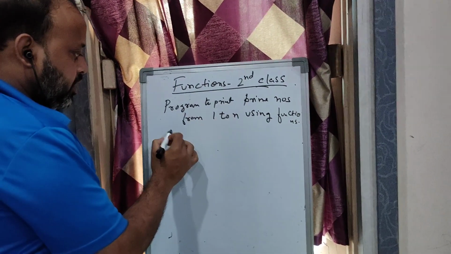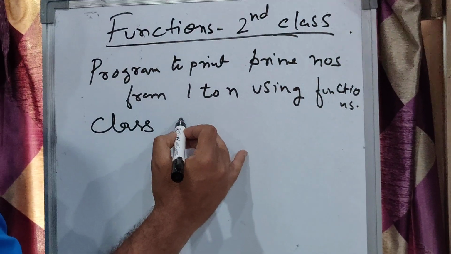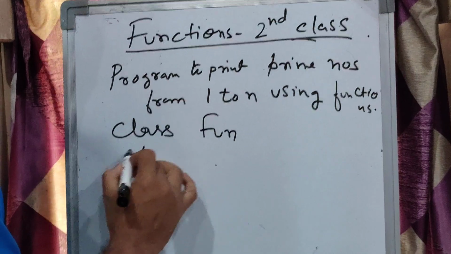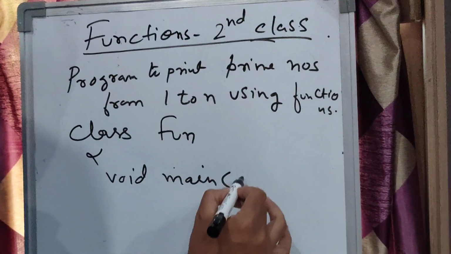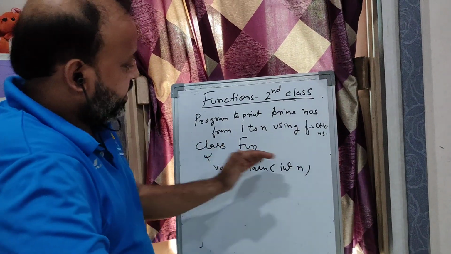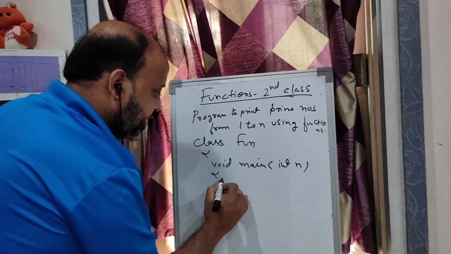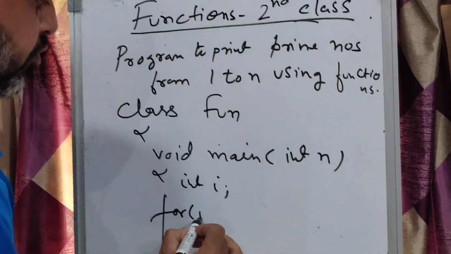Now I will be using BlueJ. Suppose the class name is fun, void main. Now I will try to explain all the programs using this program only. My class fun will be the same, void main will be the same, and for the first two programs this for loop will also be the same.